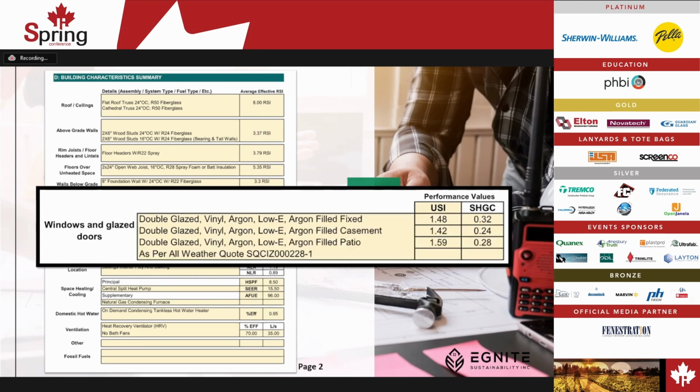But if we've got a project that needs a little more detail, then now we can break these out and say the fixed windows should be targeting around this area, our casement windows 1.42, patio doors 1.59. So then you guys get a better idea of what's in the model.